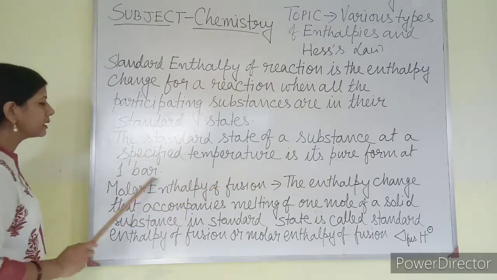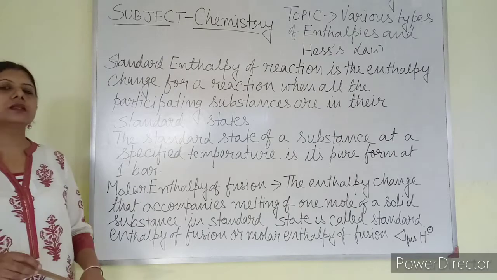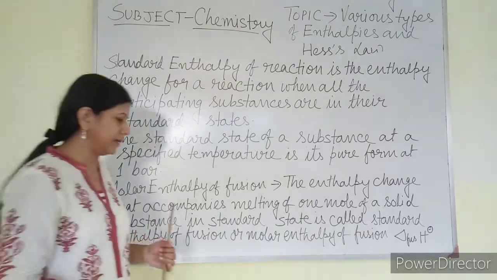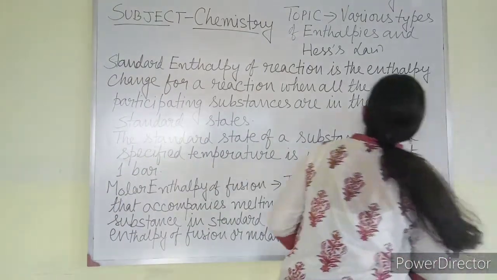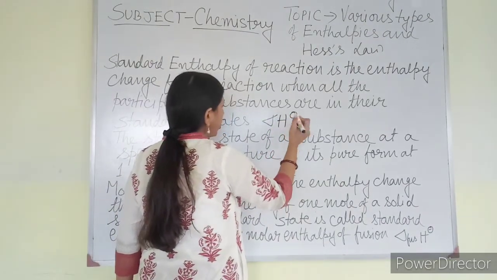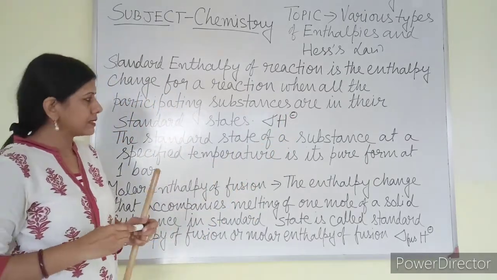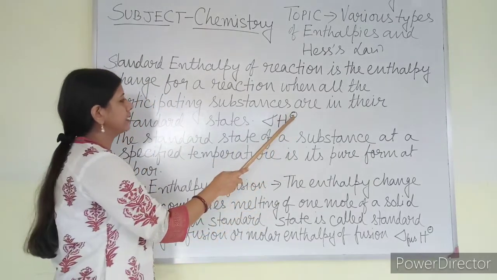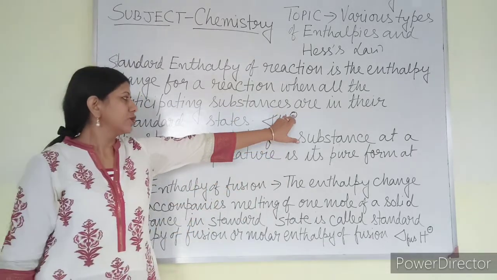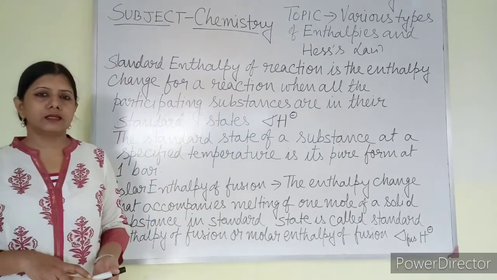When the reactants are in their standard state, then the change in the enthalpy of the reaction is known as standard enthalpy. Standard enthalpy is denoted by delta H0, or sometimes you can find in some books this symbol is there. Standard enthalpy means this sign is there, the degree sign or a zero type of sign. So this will tell you that it is talking about standard enthalpy.